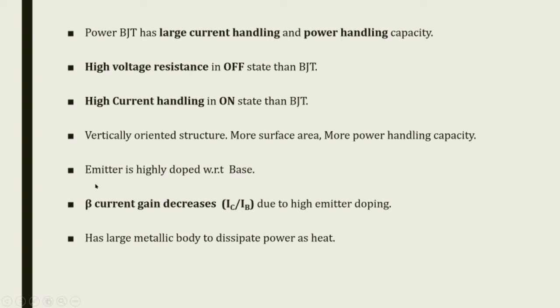And also beta എന്ന് പറഞ്ഞാൽ current gain, means IC by IB, collector current divided by base current. It will be low due to high emitter doping. Okay, beta will be low due to high emitter doping in the case of power BJT, when comparing to normal BJT. Okay, and also it is having a large metallic body for dissipating power. Okay, understood?